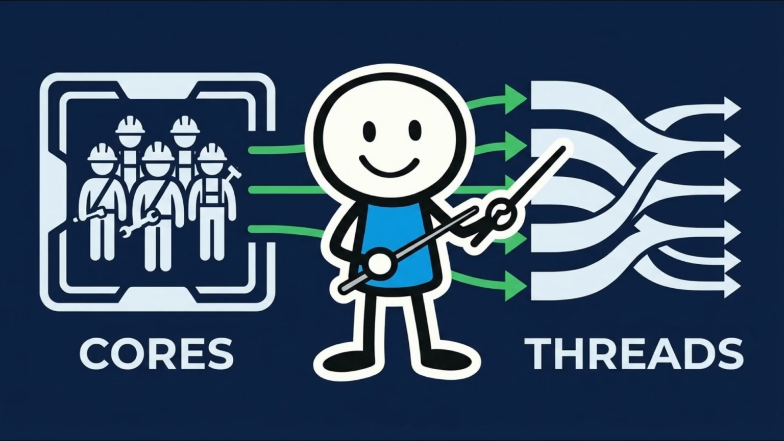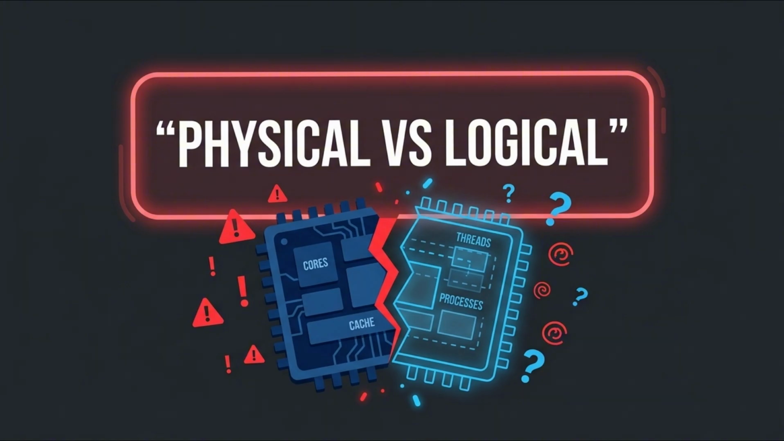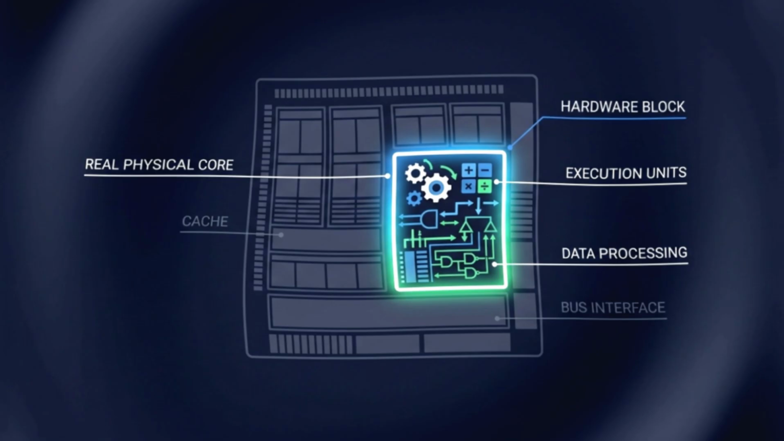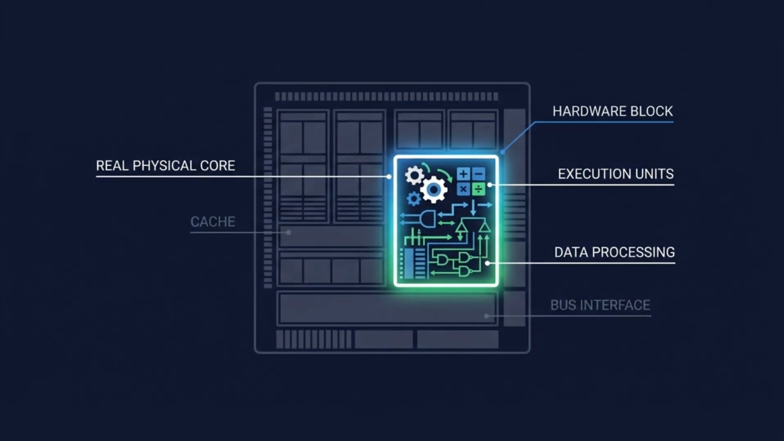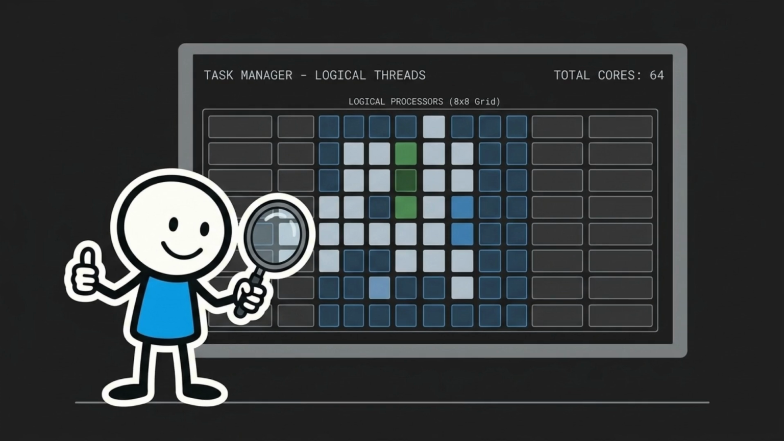Now let's clear up one of the biggest CPU misunderstandings. Physical cores and logical threads are not the same thing. A physical core is a real hardware unit inside the CPU. A logical thread, sometimes shown by the operating system as a logical processor, is a way for the CPU to handle more instruction streams. Think of a supermarket cashier.